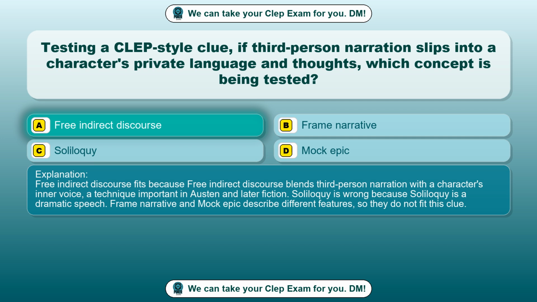Free indirect discourse fits because free indirect discourse blends third-person narration with a character's inner voice, a technique important in Austen and later fiction. Soliloquy is wrong because soliloquy is a dramatic speech. Frame narrative and mock epic describe different features, so they do not fit this clue.